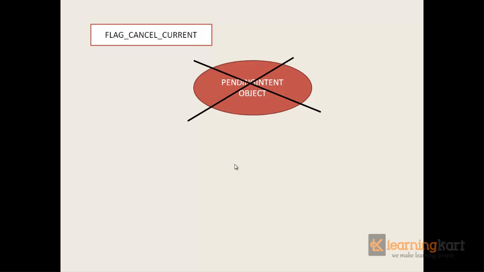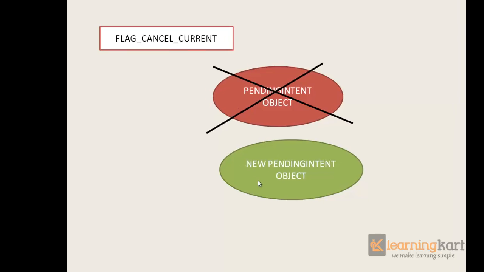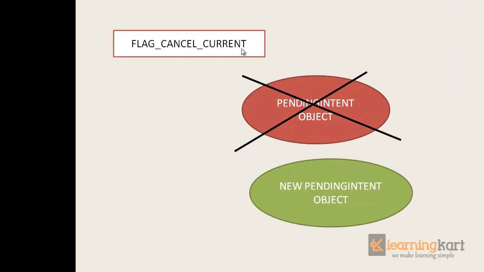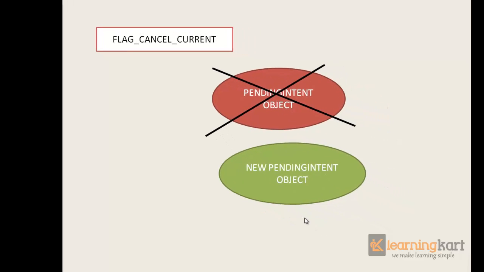Let us see what flags we have available for pending intent to understand how we can effectively use the pending intent in various situations. Now, the first of the flags is FLAG_CANCEL_CURRENT. This means that in case you have a pending intent object, the system will cancel the existing pending intent object and then create a new object with the fresh data. So FLAG_CANCEL_CURRENT refers to cancelling an existing pending intent object and creating an altogether new pending intent object.